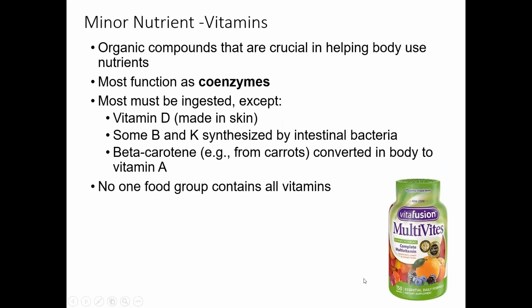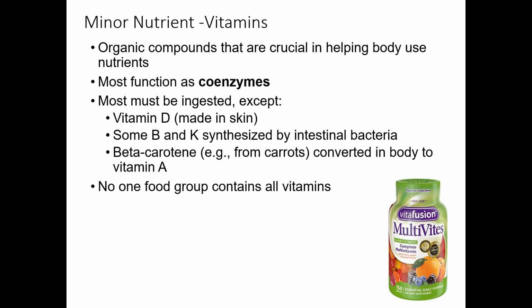Okay, so moving on, those are the major nutrients, carbohydrates, lipids, and proteins. Now the minor nutrients, we have the vitamins and minerals. Vitamins function as coenzymes. Coenzymes help an enzyme to do its job. They're not little enzymes or assistant enzymes or wannabe enzymes. They just help the enzyme do its job.